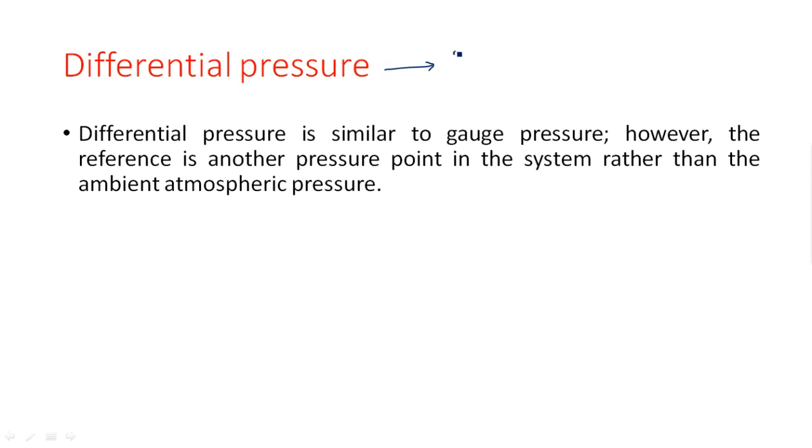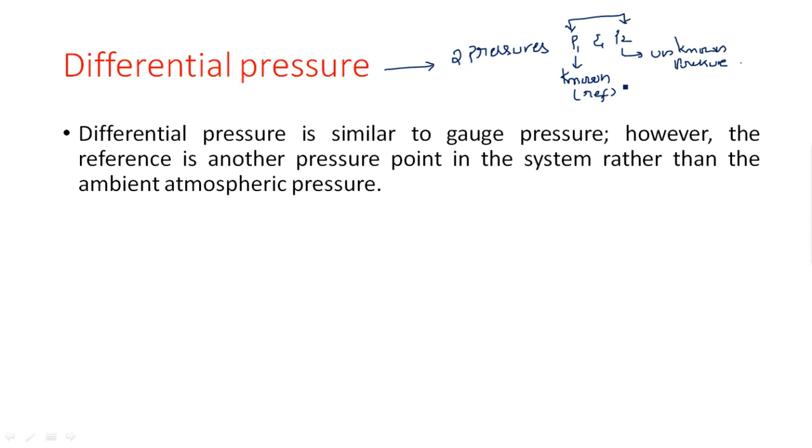Differential pressure measurement takes two pressures, P1 and P2, where P1 is a known pressure, simply a reference, and P2 is the unknown pressure, whatever pressure we are going to measure. The difference between these two gives the unknown quantity that we can measure.